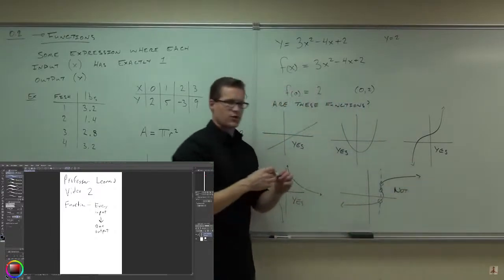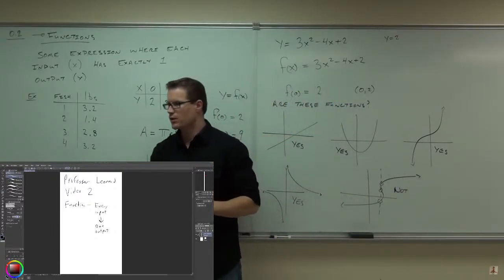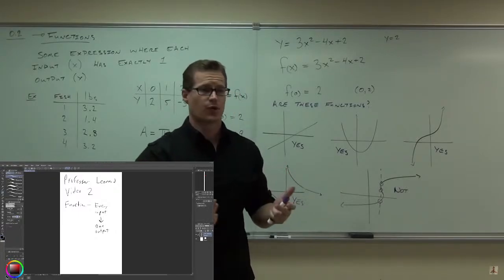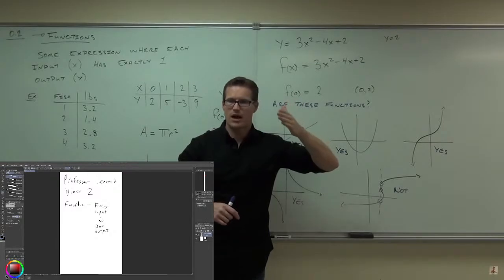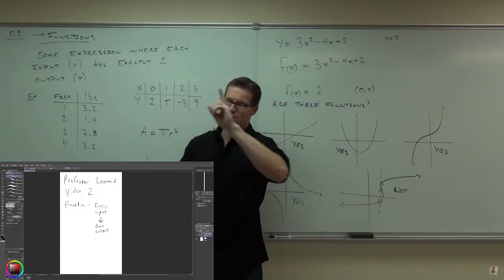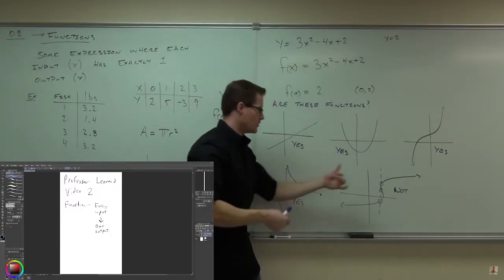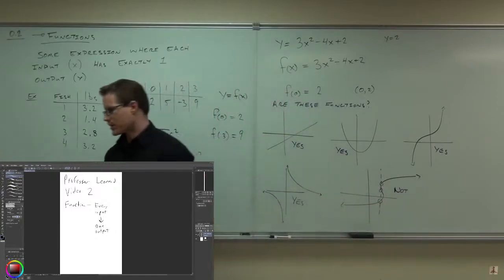So vertical line test verbally, I'm not going to write it down because I know you all know it, says that you imagine every possible vertical line. Those vertical lines have to touch every point of that graph at most one spot. So touch the graph at most one spot. It can't ever cross over more than one spot vertically.